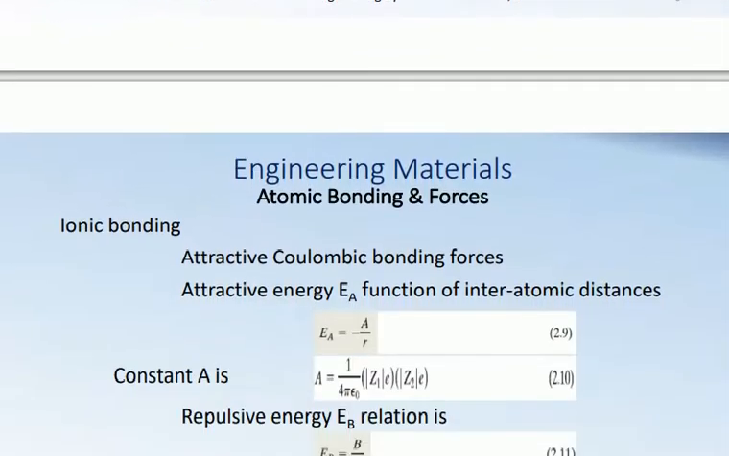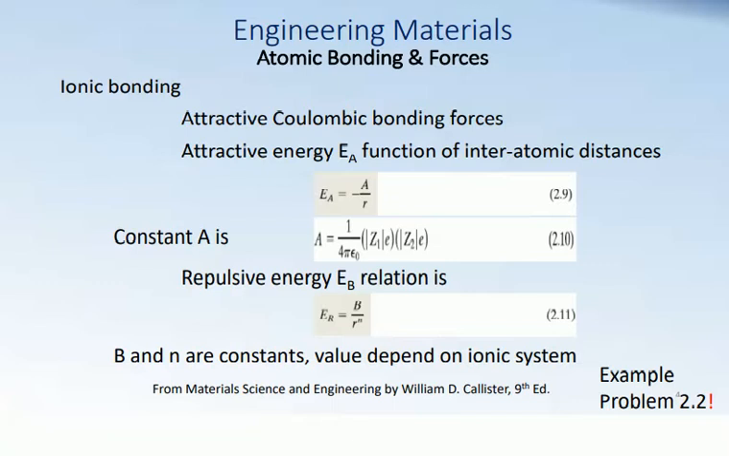We move on to the next. Here, in ionic bonding, we will get attractive Coulombic bonding forces because one is positive, the other is negative. Attractive energy, as we have already studied, is a function of interatomic distance. In this case, this attractive energy is more if separation is small, and this attractive energy of course will be low if separation is higher. So attractive energy is minus A over r. We keep it minus just to distinguish it from the repulsive energy.